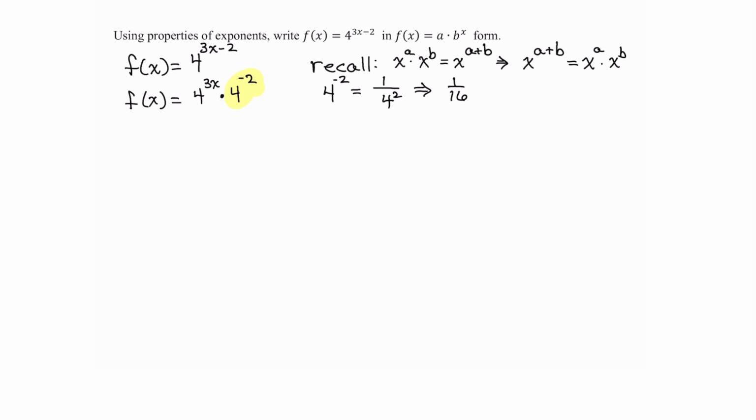Now that's a numerical factor. So numerical coefficients we want to have in front of the variable expression. So we are going to write our function f of x where we place that 1 over 16 numerical factor in front of the 4 to the 3x, which we can do because multiplication is commutative. So we just wrote that there. Next up, this 4 to the 3x. Well, I want to rewrite it so it's in b to the x form.